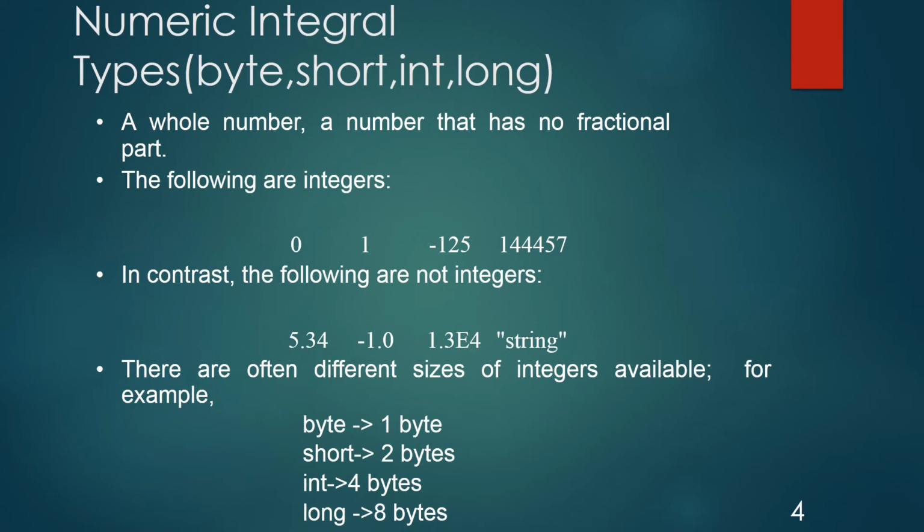A short type variable can store numbers with a maximum memory occupation of 2 bytes. Integers require 4 bytes in memory, that is 32 bits. Long requires 8 bytes in memory, that is 64 bits.